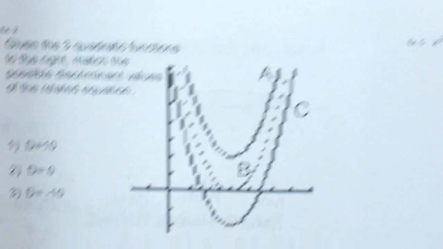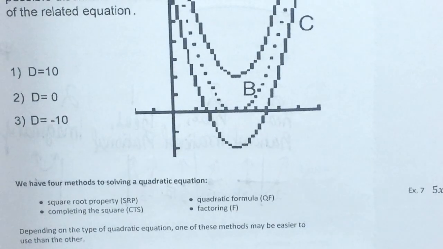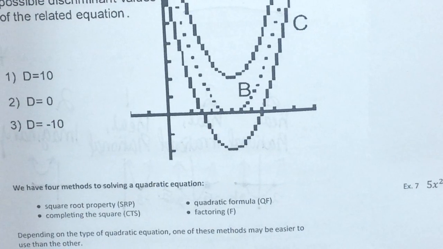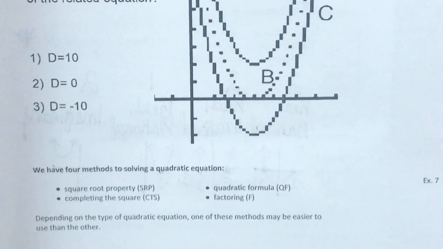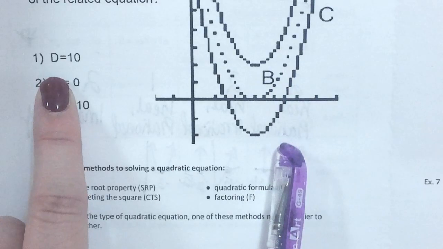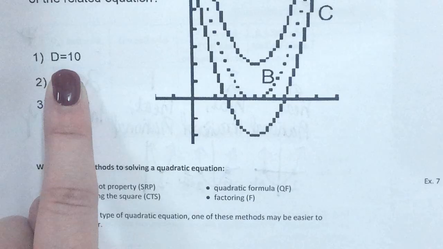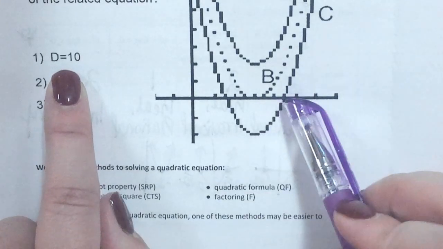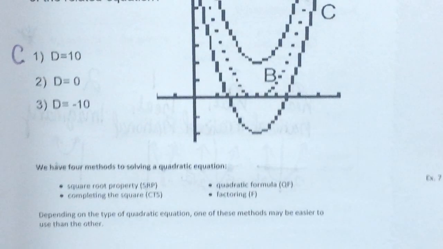Okay. Let's look at a little test question here. We have 3 poorly drawn quadratic functions. Match the possible discriminant values of the related equation. So this is straight from the table that we just filled out. Which one of these, A, B, or C, would have a discriminant value of positive 10? C, because there's 2 real solutions. So C would be that one.